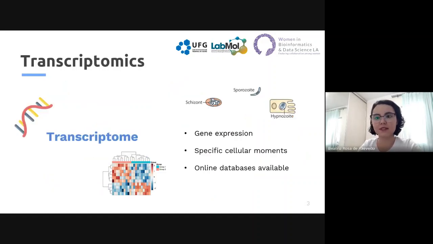Transcriptomics can help in this search. It is the study of gene expression and analyzes specific cellular moments. This way, it may be used to search for therapeutic targets considering different development stages. For Plasmodium, there are online databases with lots of information on each stage's expression profile, making this study possible. The finding of new targets allows searching for new drugs.